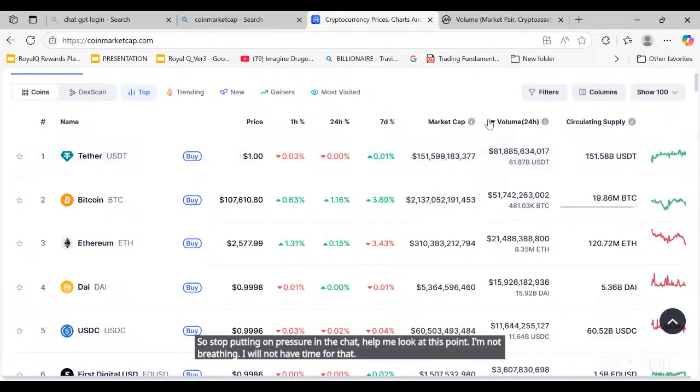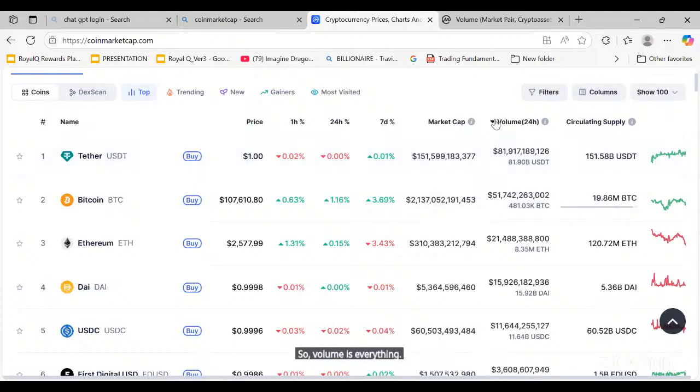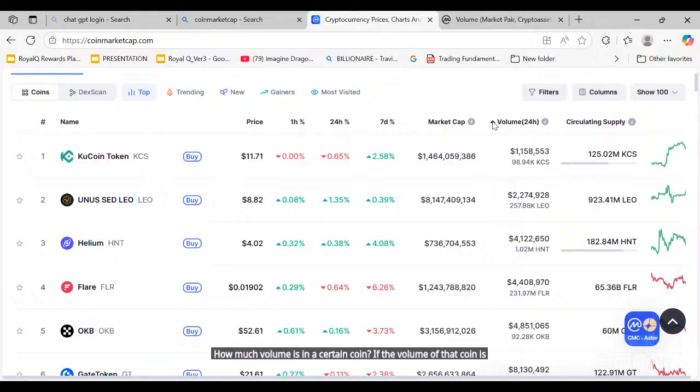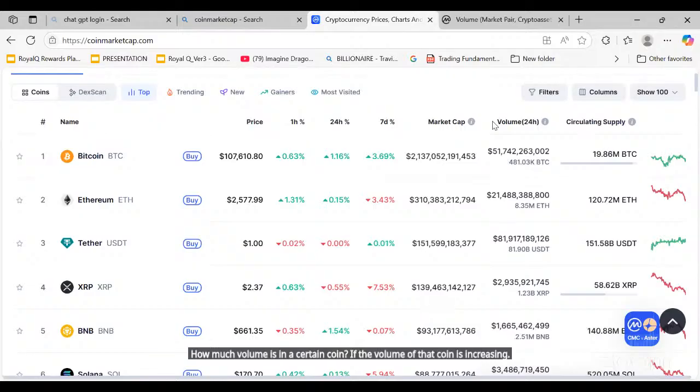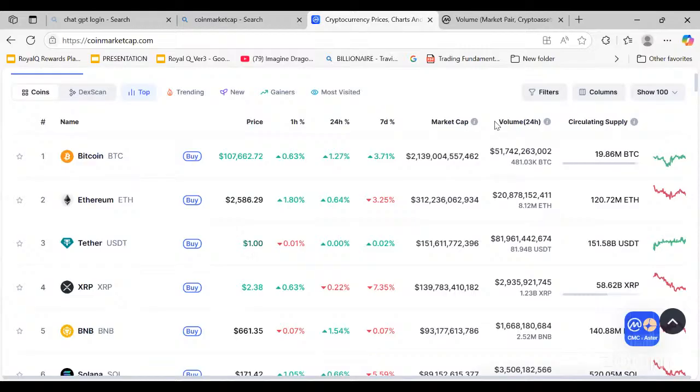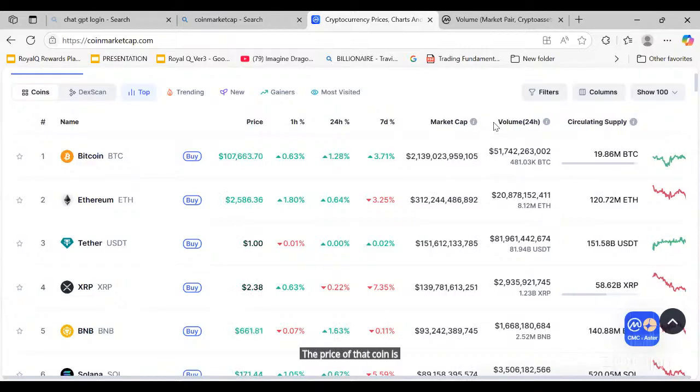So volume is everything. If you look at how much volume is in a certain coin, and the volume of that coin is increasing, my friend, like it or not, the price of that coin is going to go up.